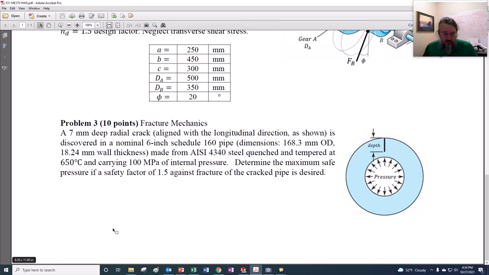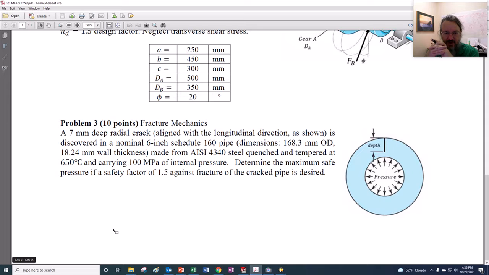More problems. Problem 3. It's a shorter problem, just a fracture mechanics introduction, a little sampler, where we have a pipe that's got a crack in it, a radial crack, 7 millimeters deep. The pipe is a 6-inch Schedule 160 pipe, which is a very thick-walled pipe. The actual dimensions are 168.3 millimeters outside diameter with a wall thickness of 18.24 millimeters.